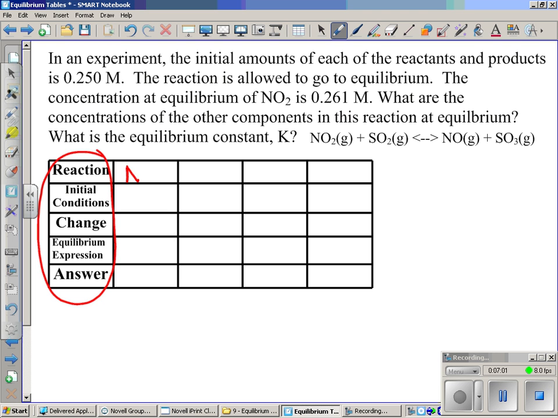Next thing we're going to do is put the reaction in. So NO2 plus SO2 is in equilibrium with NO and SO3. Notice the coefficients, it was balanced. The coefficients are all 1s. Next, we want to put in our initial conditions.